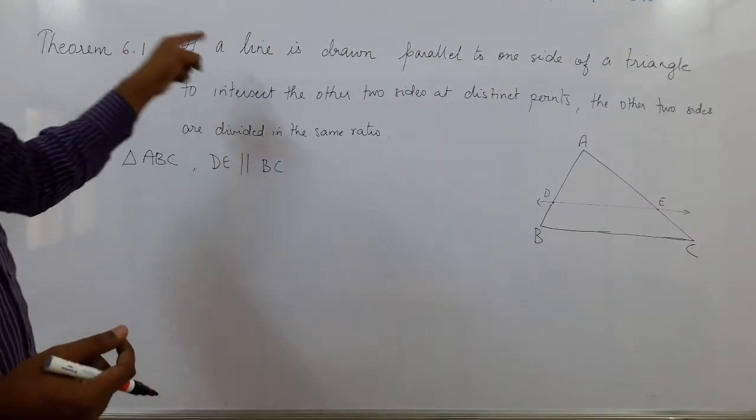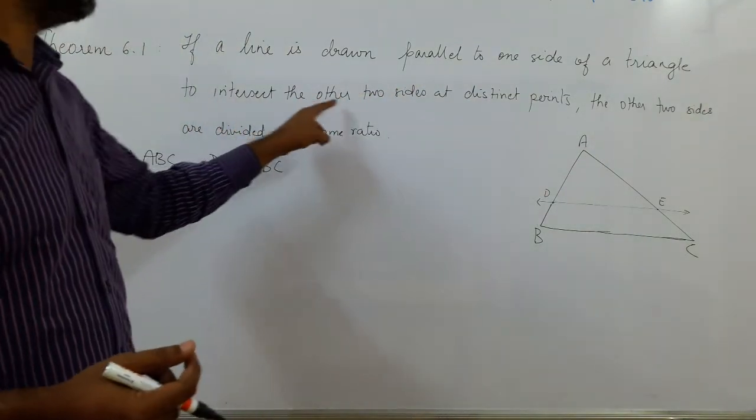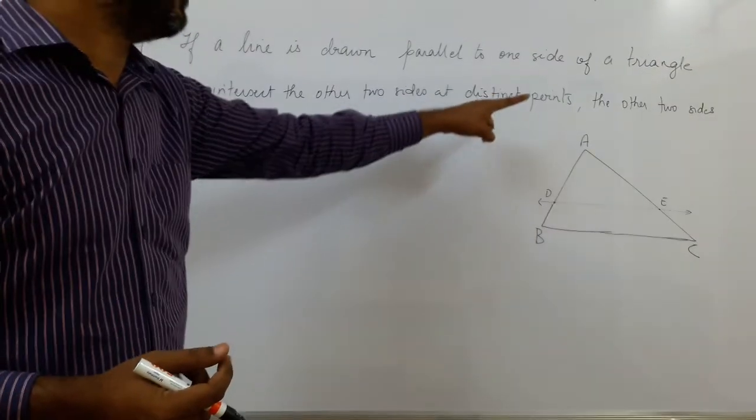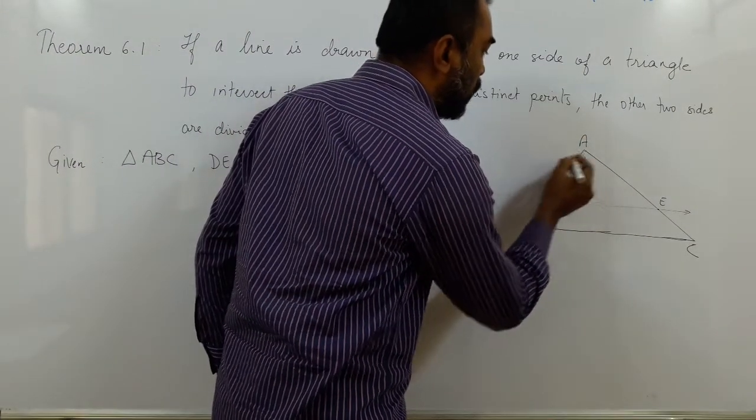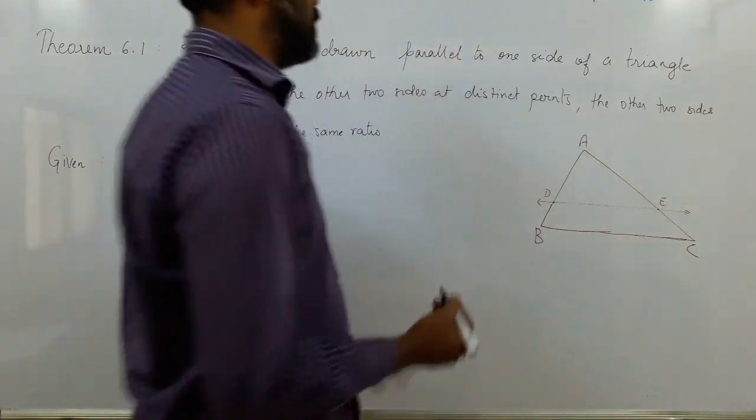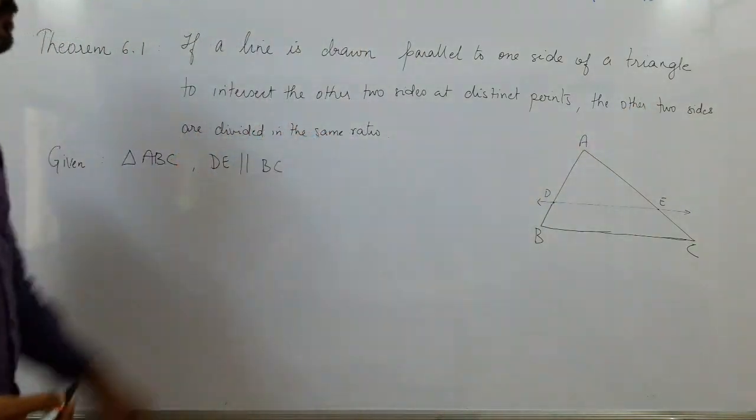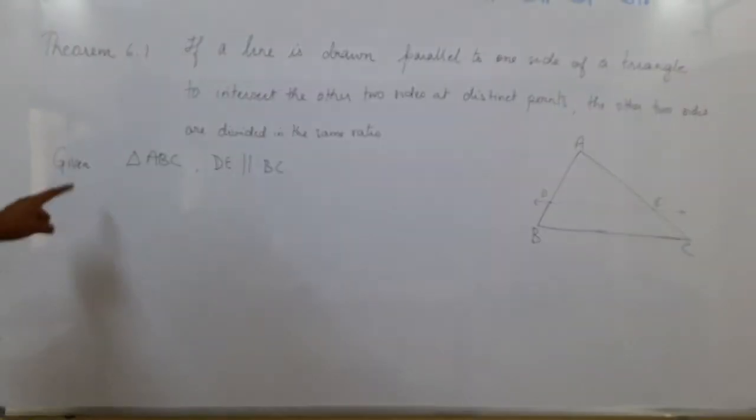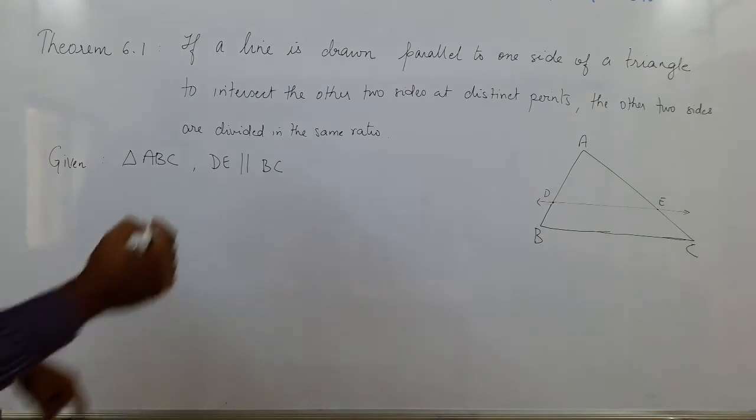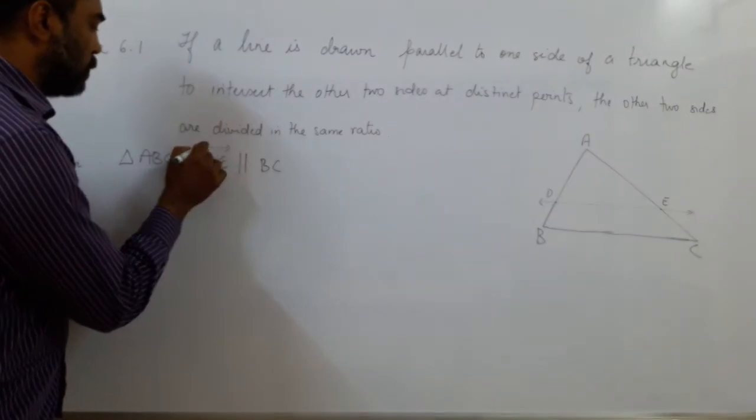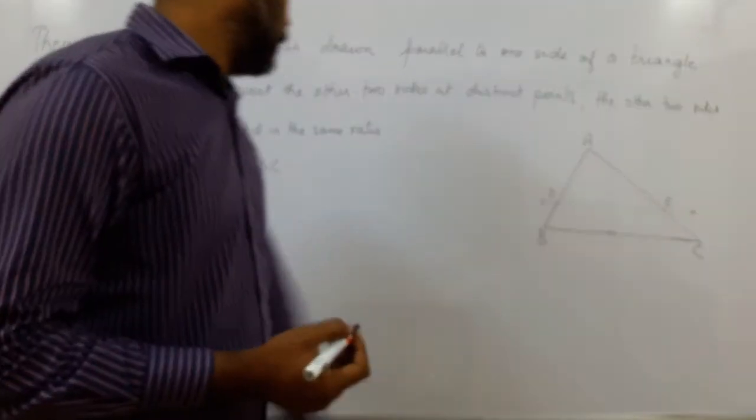Are you following? If a line is drawn parallel to one side of a triangle to intersect the other two sides at distinct points, at two separate points, not at A. A is only one point. Other than A, anywhere it can intersect at two distinct points, D and E. The other two sides are divided in the same ratio. So, what is given? We are given a triangle ABC, and a line DE I have drawn parallel to BC.